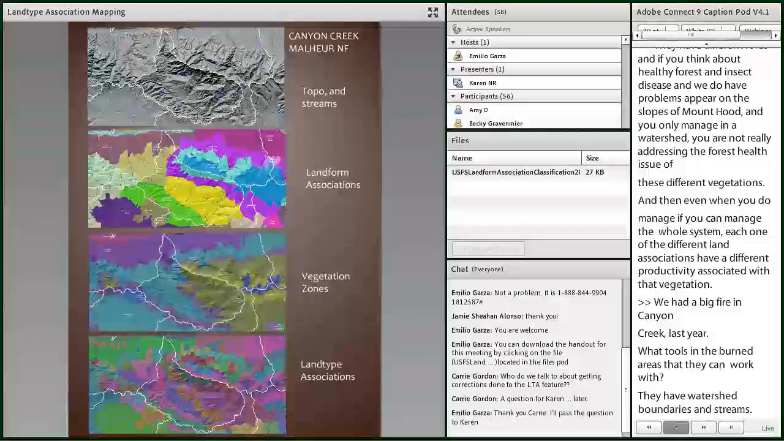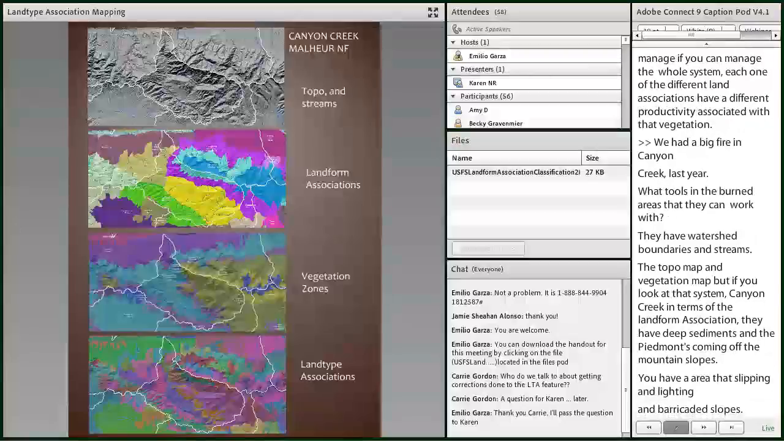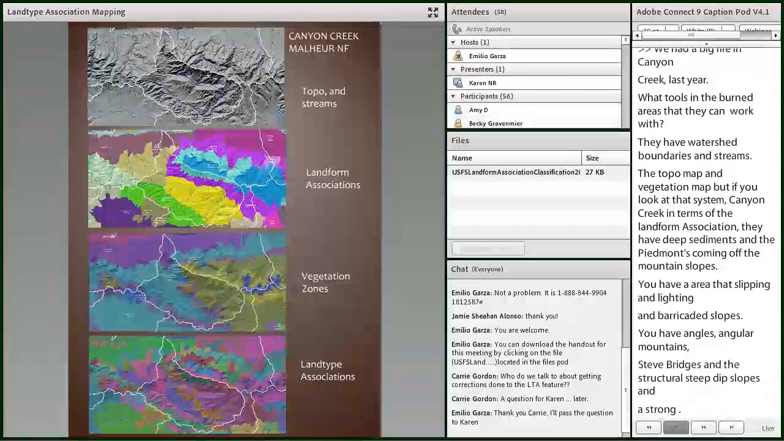You have a whole area that is slipping and sliding, barricaded slopes. You have angular mountains, really evenly spaced, steep ridges. Then you have the structural, steep dip slope, anti-dip slope here, and a strong back slope here. So very few streams coming off of this side, but this one is highly dissected, constantly contributing debris and sediment to this stream, Sheep Creek.